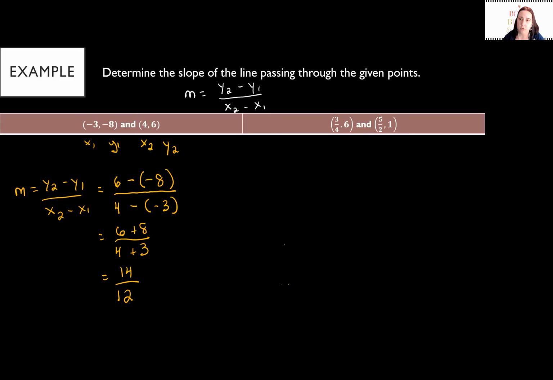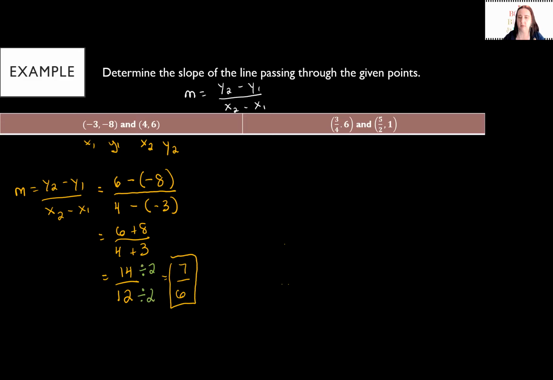And then we want to reduce our fraction. We don't give it as a decimal unless it's like a word problem. So we need to reduce this fraction, and we can divide the top and the bottom by 2. And this gives you 7 over 6.